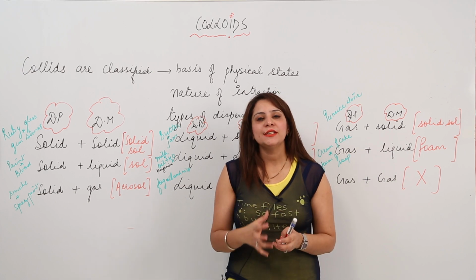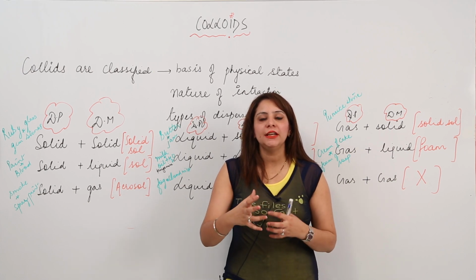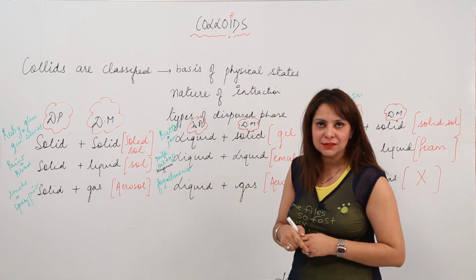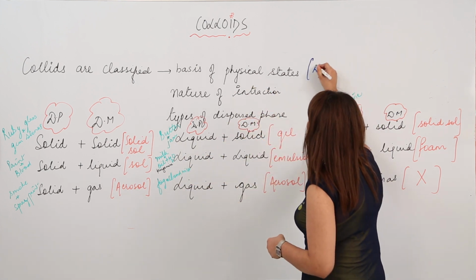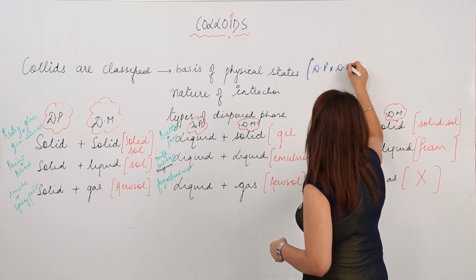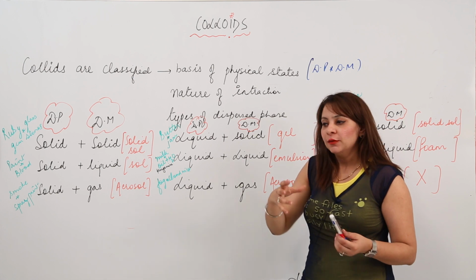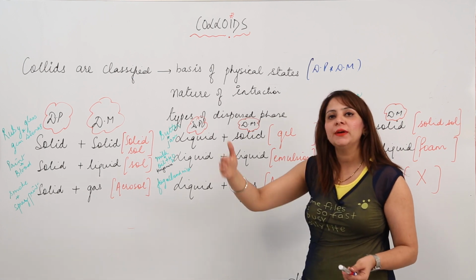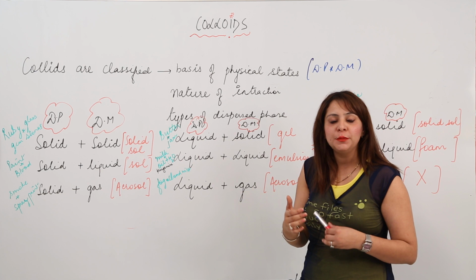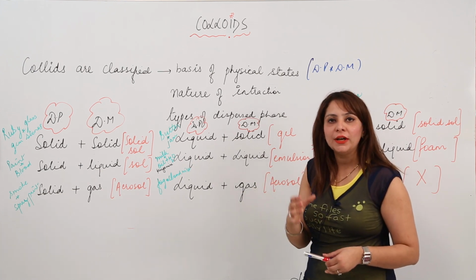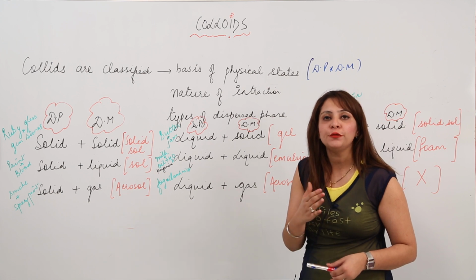Now we are going to classify colloids depending upon three factors. One is the basis of physical states of dispersed phase and dispersion medium. Means we will be taking into consideration the state. As we know, dispersed phase can be solid, liquid and gas, and likewise we can have dispersion medium as solid, liquid and gas. So depending upon that, we will be classifying the colloids.